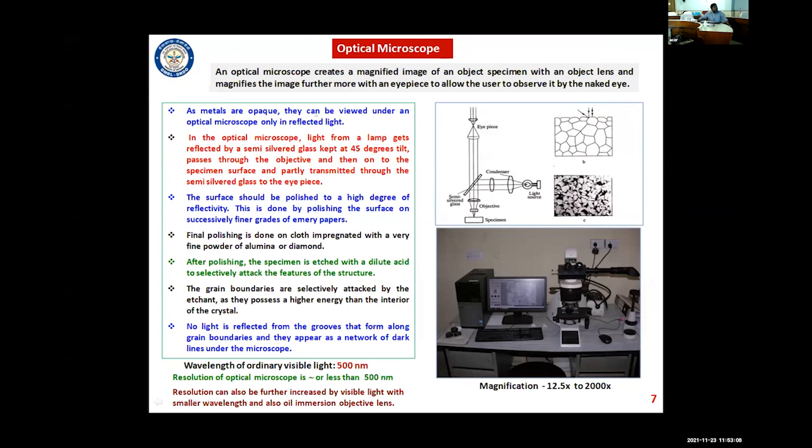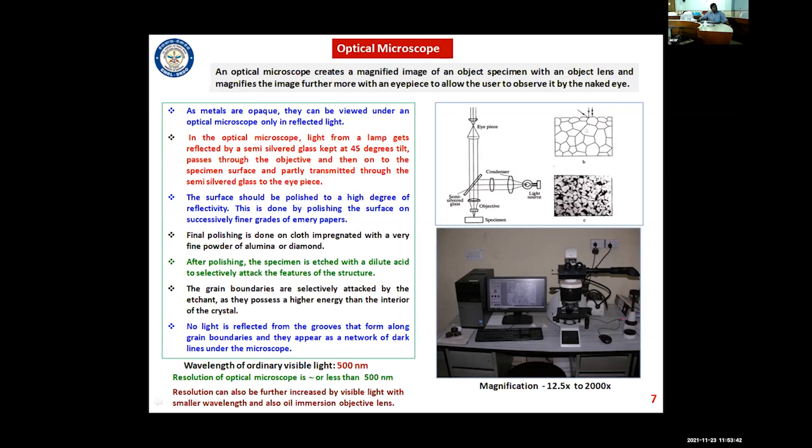In the optical microscope we are able to see the microstructure because these metals are opaque and they can be viewed under an optical microscope only under reflected light. If you see here, there is the light source, ordinary visible light with a wavelength of 500 nanometers. These light rays pass through the condensers, and then we have the semi-silvered glass plate, which reflects these rays towards the objectives and then onto the specimen. After interacting with the specimen, the rays reflect back, pass through the objectives and then through the semi-silvered glass plate, and finally you can see the microstructure.